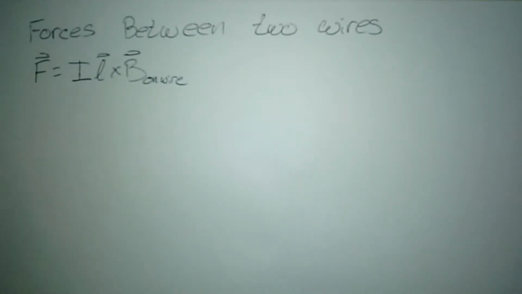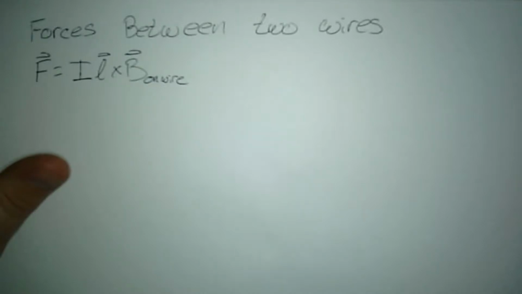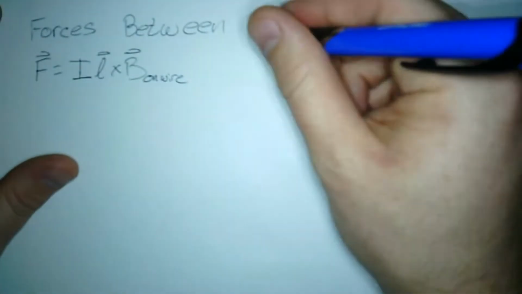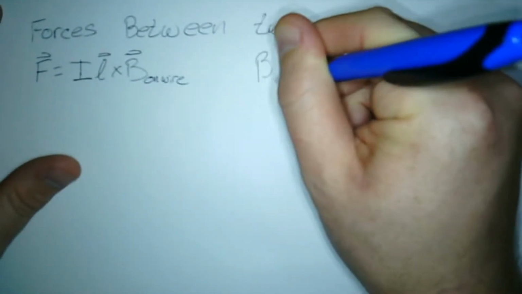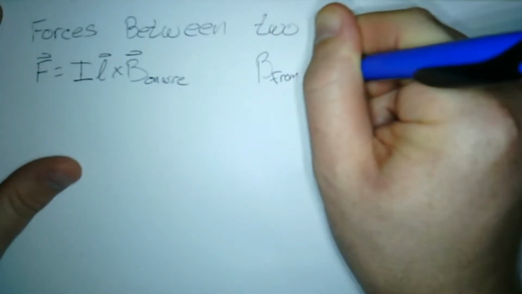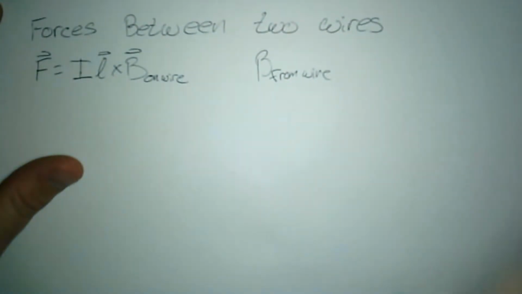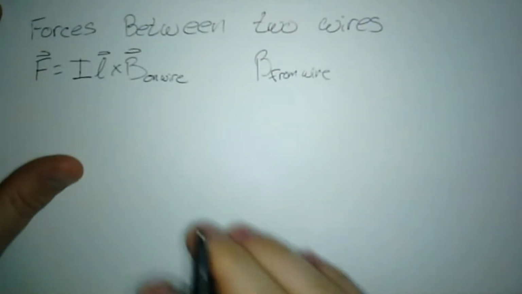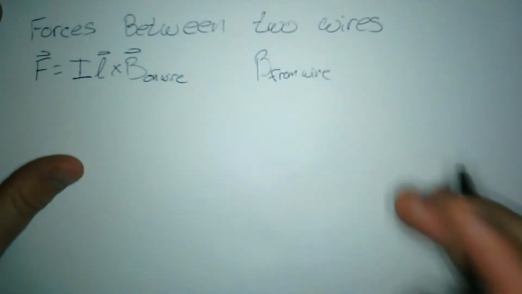One thing we're also going to need to know for this is the magnetic field generated by the wire. So these are going to be different things. I'm going to say B from wire. And this is going to be very important when we talk about two different wires and how they exert forces on each other.